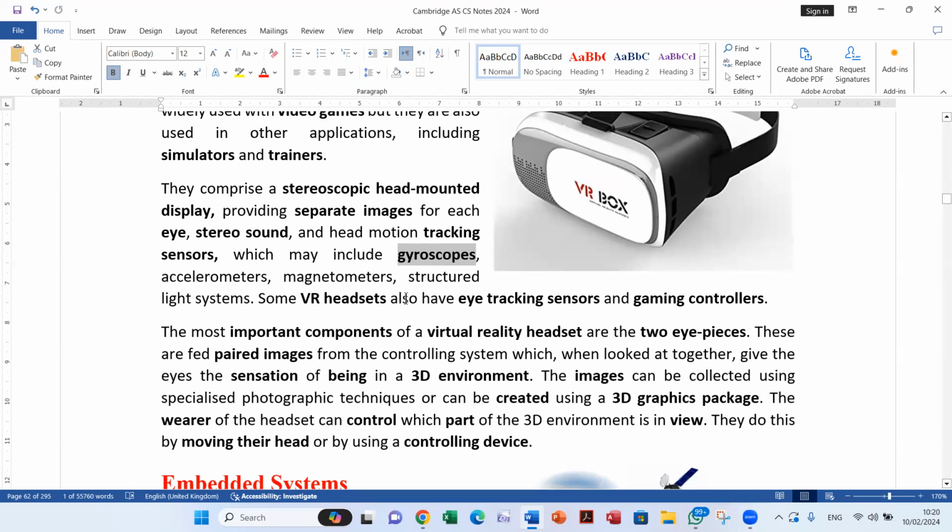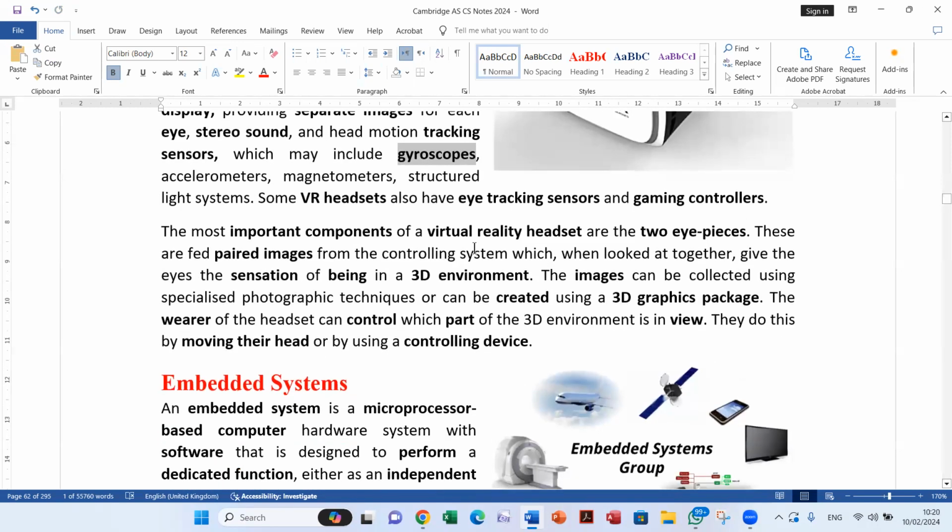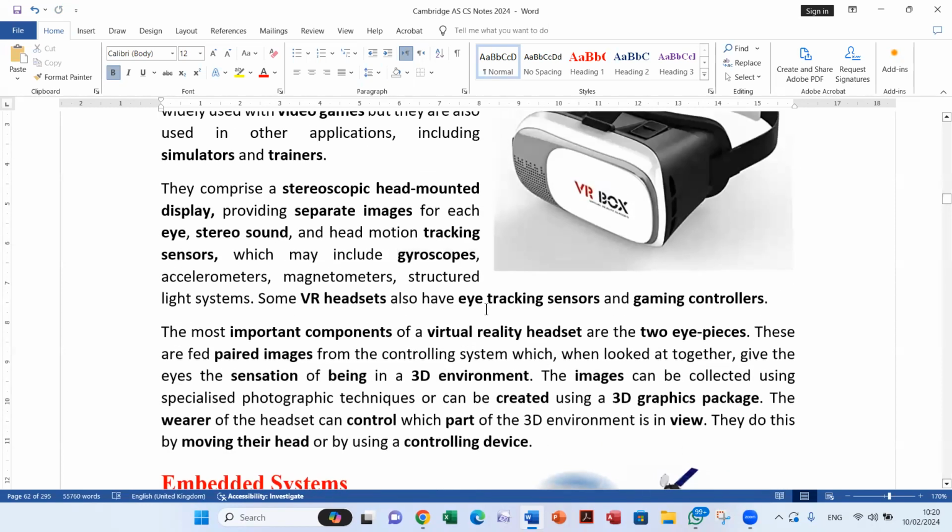Some VR headsets also have an eye tracking sensor. So it looks like it is seeing where your eyes are looking at. There are two eyepieces. These are fed a pair of images to be able to see a three-dimensional environment. Okay, so that was a bit about the remaining input and output devices in the chapter.